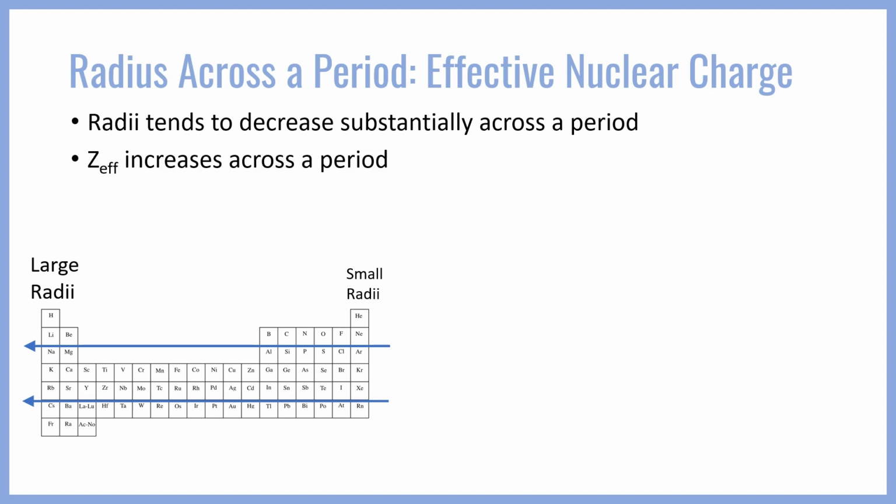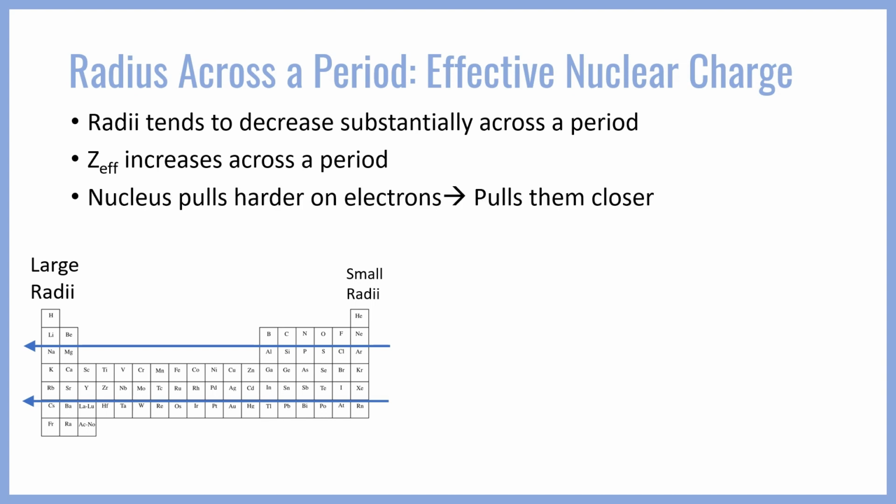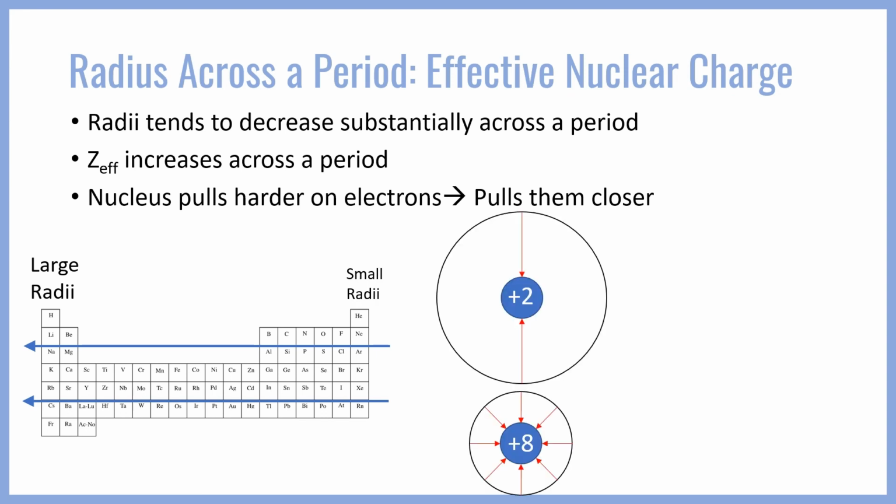Well, it turns out that the effective nuclear charge is also increasing towards the right-hand side of the periodic table. And as effective nuclear charge increases, the nucleus is going to pull harder on those valence electrons and pull them closer. So if we have an atom with an effective nuclear charge of +2, like say beryllium, it's not going to pull very hard on its valence electrons. So they're going to be relatively far away. Whereas if we have an atom like neon with +8 effective nuclear charge, it is going to pull very hard on those valence electrons and shrink the size of the electron cloud.